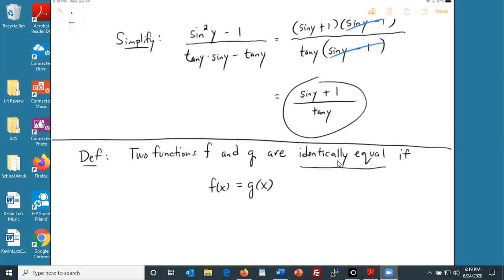Now, identical doesn't mean they look the same. It just means that mathematically they are the same. So they are identically equal. Then we say such an equation is called an identity. Just think of the word identity being very similar to the word identical. Whenever we say identity, it simply means that two expressions are equal.